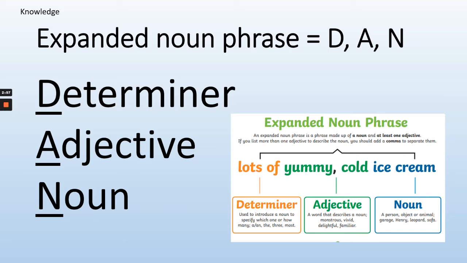So the determiner is used to introduce the noun. So we have a, the, three, or most. Adjectives, a word that describes a noun. Monstrous, vivid, delightful. And a noun, a person, object, or animal. So garage, Henry, leopard. So that's what you always need to include in an expanded noun phrase. Determiner, adjective, noun. My turn. Determiner, adjective, noun. Your turn.